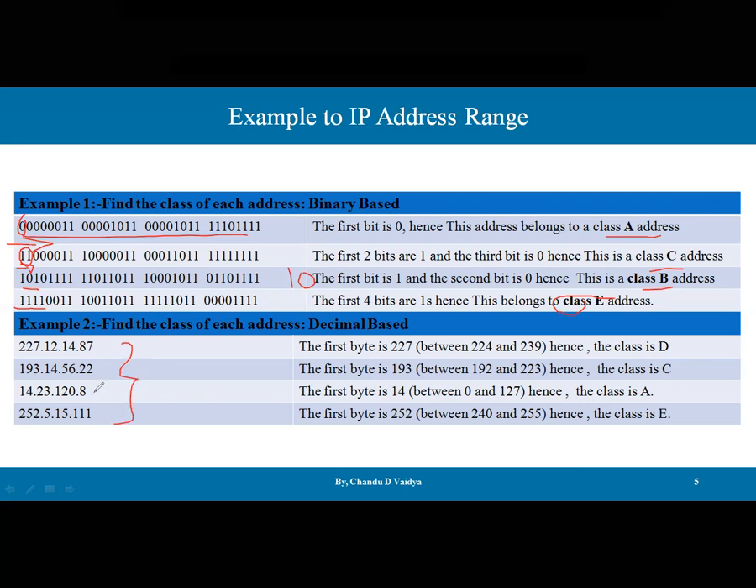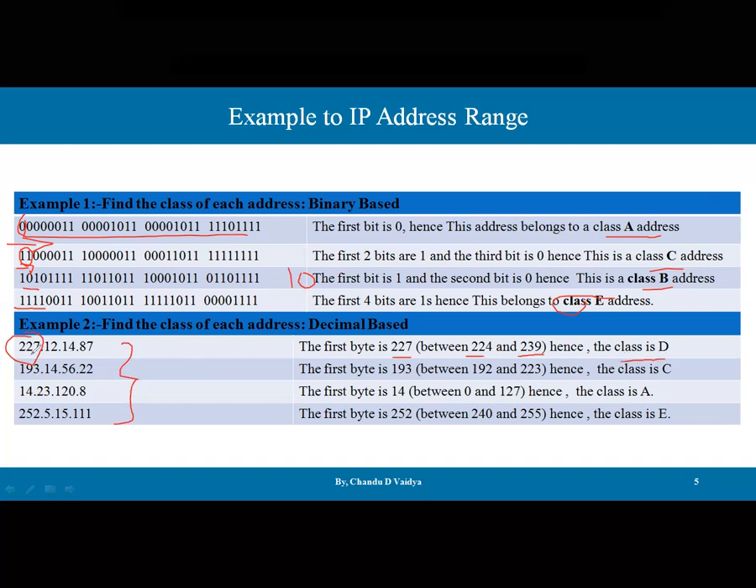If we are given some addresses and asked to identify which class each belongs to, we can easily identify it on the basis of the first octet. Here the first octet is between 224 and 239, so we have to check the range of these classes. So this address belongs to class D's range.